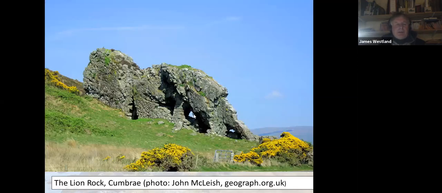Here's another one. This is in Cumbria. This is called the Lion Rock. This is a beauty of a thing, this. And again, it's got holes in it. We're seeing the face on rather than the edge, but that's one of the Mull swarm dikes. And if you were to measure the orientation of that, that also would be northwest, southeast, which is the way most of them go.